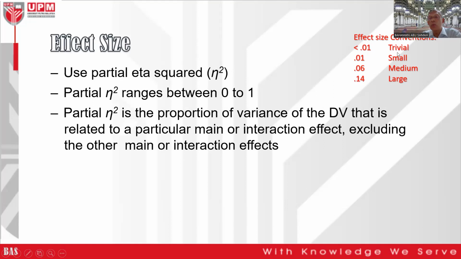Less than 0.01, we consider it trivial. If it is 0.01, small. 0.06, medium. 0.14, considered a large effect size. Or you can explain it by the percentage of variance in your DV that is explained by that particular mean effect or interaction effect. But here we are excluding the other mean or interaction effects. I mean, we are focusing only on the mean effect of factor 1, the mean effect of factor 2, or the interaction, by excluding the other effects.